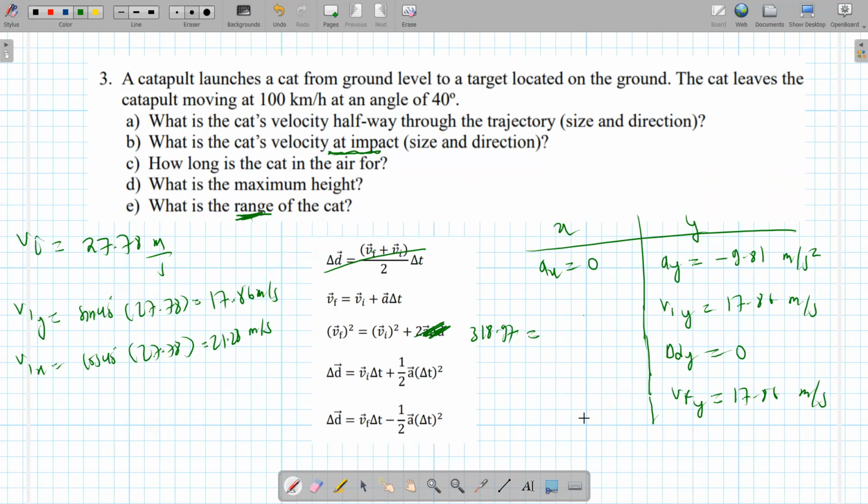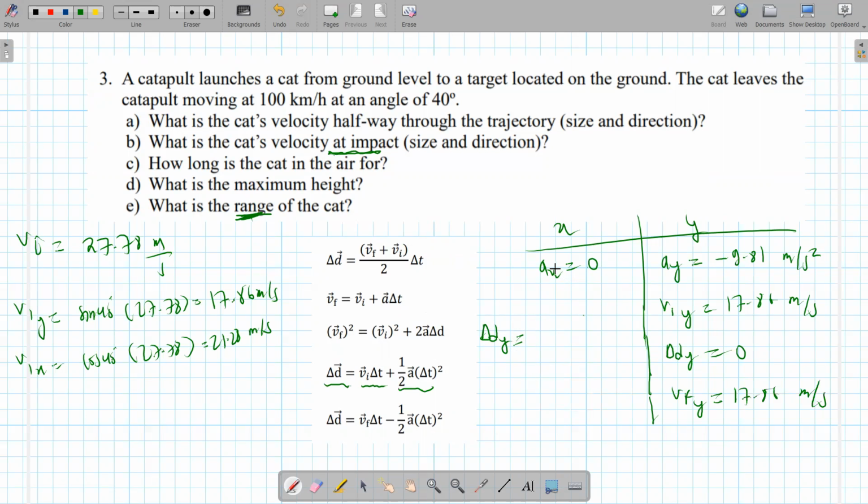Now, what can we find using that? The time? Yeah, we can find time using this. Or can we? If delta D is 0, this is just going to give us a time of 0. This one's not going to help us. We can just use the one on top, the first one, I think it might be easier. Okay, let's try that one. But delta D in the Y is 0 though. So that's just going to give us 0 equals 0. Can we just solve for it? Oh, that won't make sense.